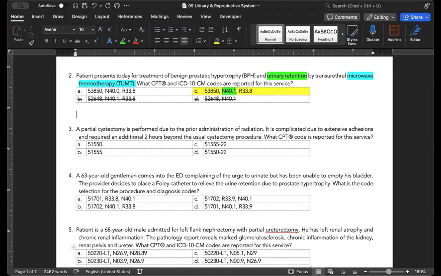51550 is cystectomy, partial, simple, and then the 51555 is complicated. And it's done for post-radiation, previous surgery, or difficult location. So which code should we use? The 50 or the 55? Yep. So it should be the 55. So we're going to rule out A and D. Okay. Now we need to determine, are we going to use the modifier 22 for an increased procedural service?